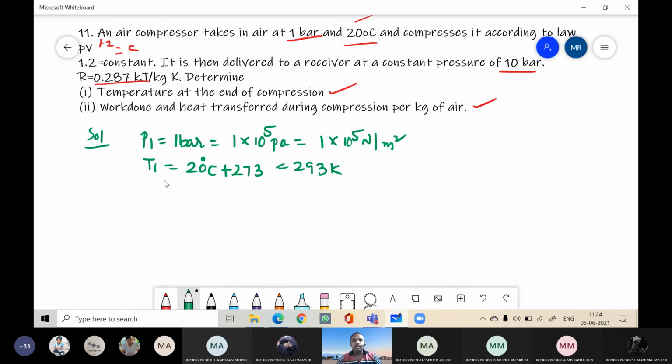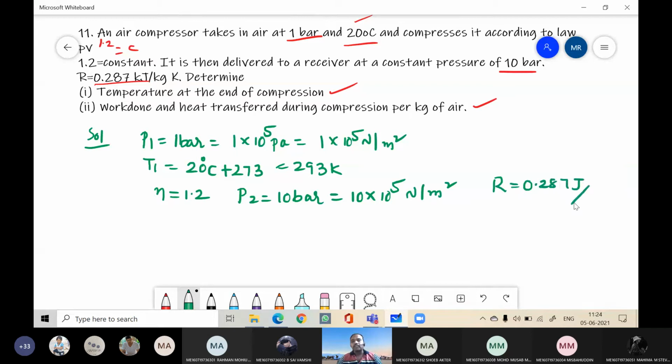Okay. And according to the law, PV power 1.2, N is equal to 1.2, and delivery pressure P2 is equal to 10 bar. It is 10 into 10 power 5 Newton per meter square. And R value, gas constant, is 0.287 joules per kg Kelvin. Determine temperature at the end of the compression.